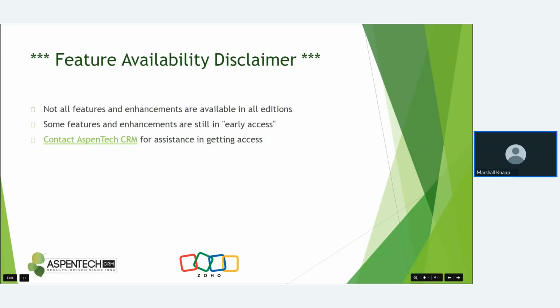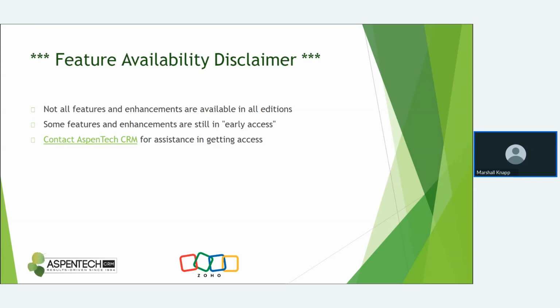So first and foremost, a little bit of a disclaimer here. Not all of the features and new functionality or enhancements that you see today are going to be available in all editions. As you likely know, with Zoho CRM, there's a free edition, standard, professional, enterprise, ultimate, etc. And different features, different functionality can vary depending on the edition that you're in. So some of these are limited to some of those higher level versions, but many of the features and functionality that you'll see here today are available in all of them.